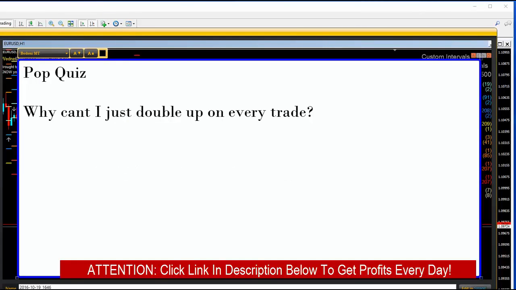Why can't I just double up on every trade? Well, you can, but, crap. 50 turns into 100, then 200, then 400, then 800. How large is your account? Because we're not looking at this as our risk. We're not saying 1,600 is our total risk. It's the risk of everything here. 1,600 plus 800 plus 400 plus 200 plus 100 plus 50. Add all those up. That's your risk. That's why you don't double up.